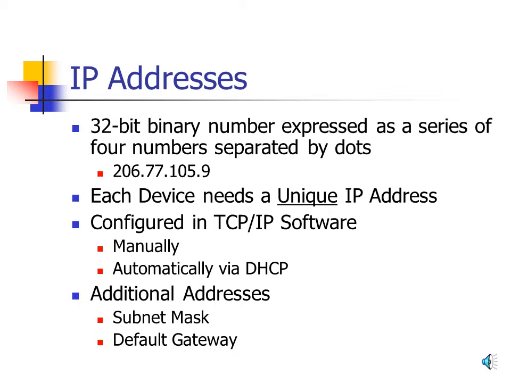Now, IP addresses are configured in the TCP/IP software that comes with networking devices, and they can be manually typed in, or addresses can be automatically allocated to devices via something like a DHCP server. Not only do you have an IP address with each network device, but you will always have a subnet mask. In addition, in most cases, you will have a default gateway.